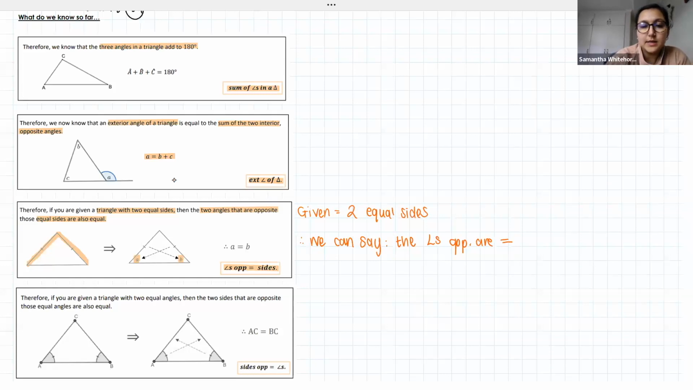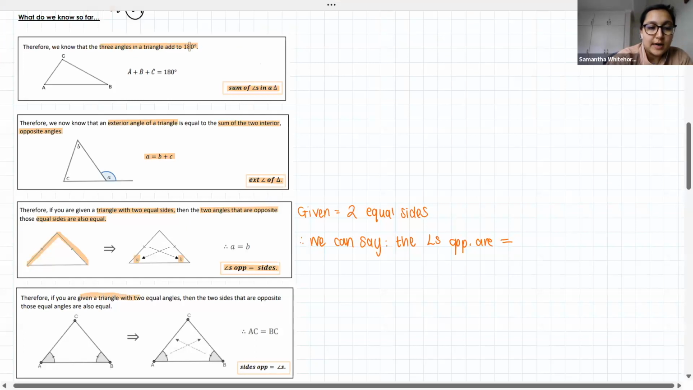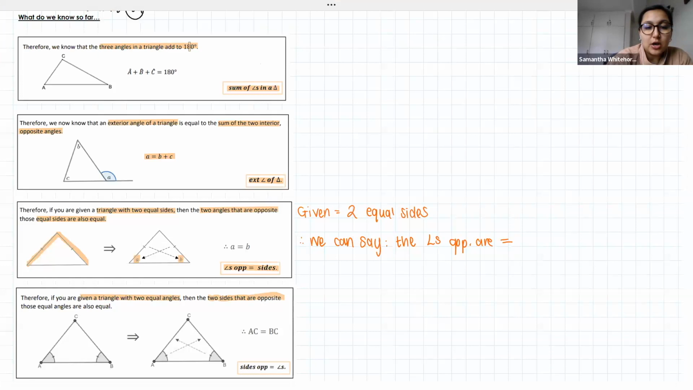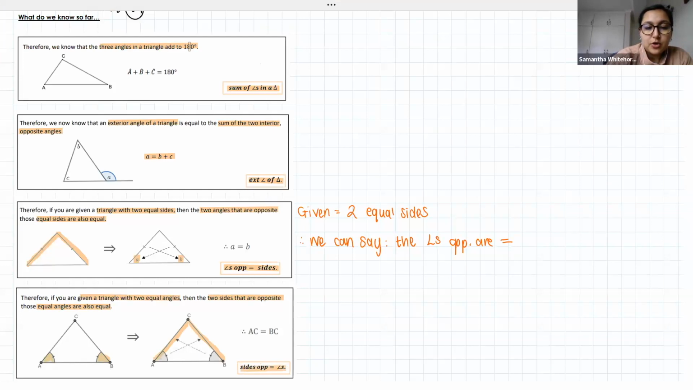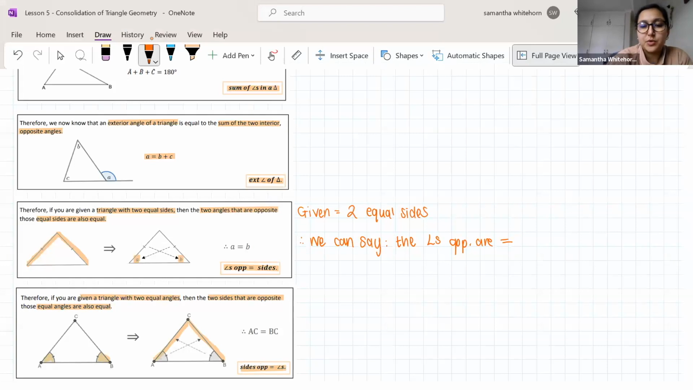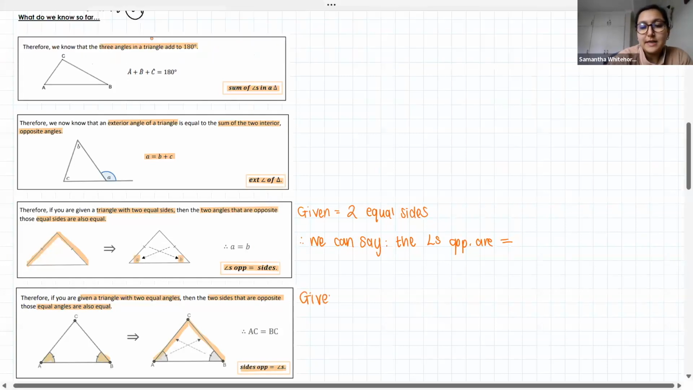Sorry, I'm using shorthand. Now with our converse reason, we are given a triangle with 2 equal angles. And so now we can say that the sides opposite those equal angles are also equal. So now it's the other way around. This time I give you the angles are equal, and now you can say that the sides are equal. And our reason there is now sides opposite equal angles. Like I said, this was our first converse reason that we had a look at. And it is different to the first one because the information we are given is different.